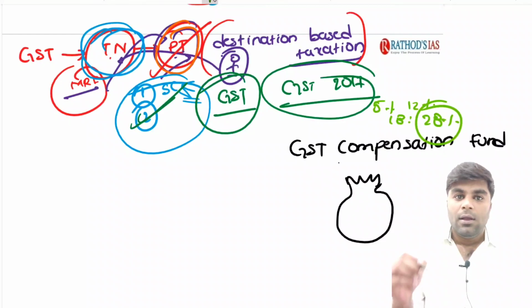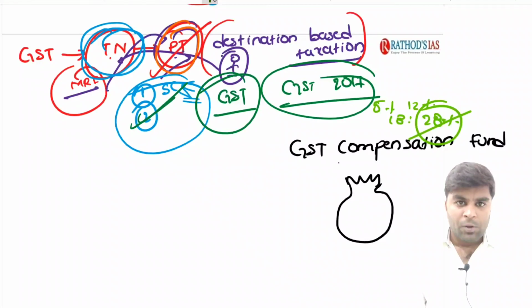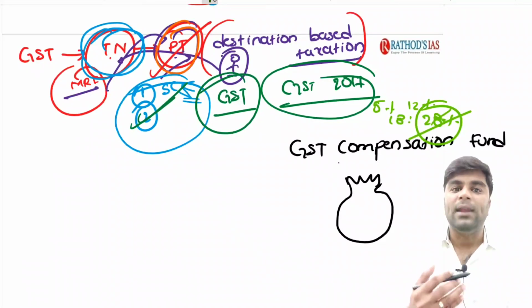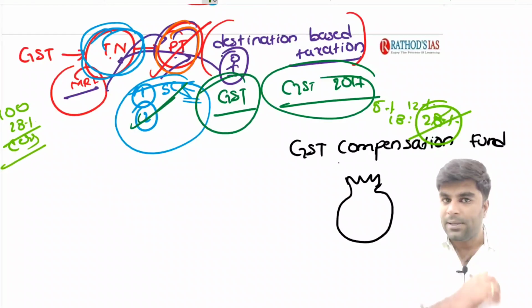See, try to understand. All those items, particularly those items which come under the 28% slab rate, upon those items the GST compensation cess would be levied. Right? Say for example, there is a good and this good comes under the GST slab of 28%. Upon that, the cess will be imposed. The GST compensation cess will be imposed.